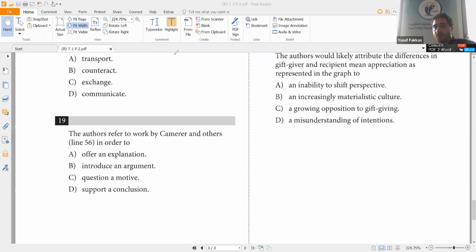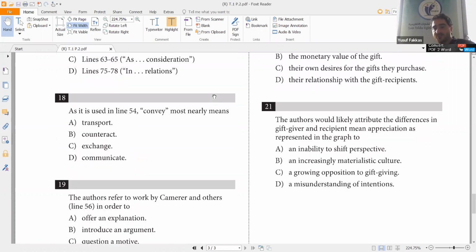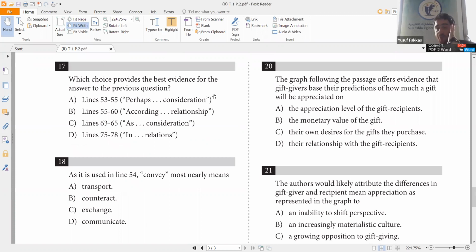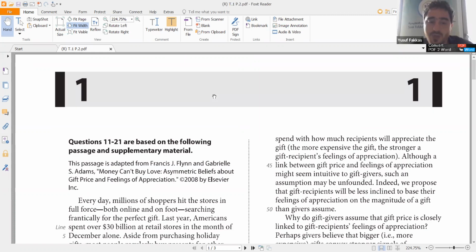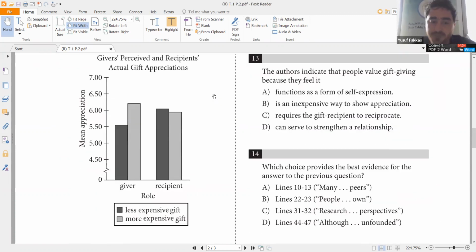All right, for question number 20, we have no problem. I think everybody got it right, it's B. We said that they base their predictions of the appreciation on the monetary value of the gift. And of course, monetary is just an adjective for money. Because here, if we look at givers, as we said, the less expensive, they think it will get less appreciation than the more expensive, right?